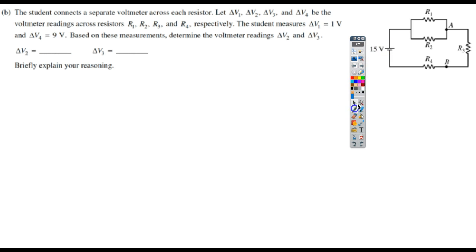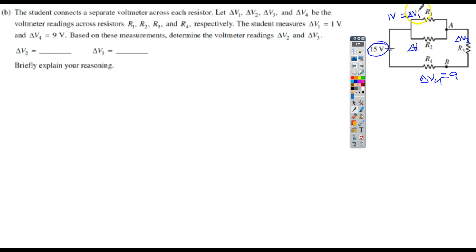So we've got R4 is the change in voltage, or change in potential, of 4. This is change in potential of 3, change in potential of 2, and change in potential of number 1. Based on the measurements, determine the voltmeter readings at V2 and V3. So we have 15 volts here. We know that this one is equal to 9 volts, and they told us that V1 is equal to 1 volt.